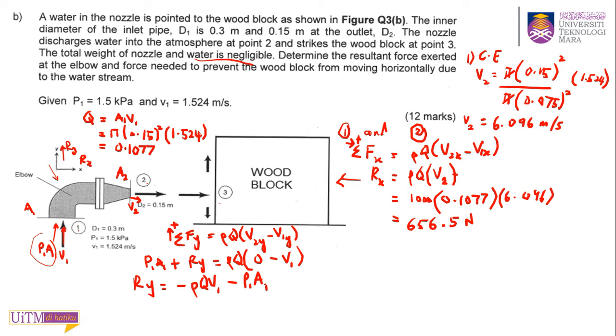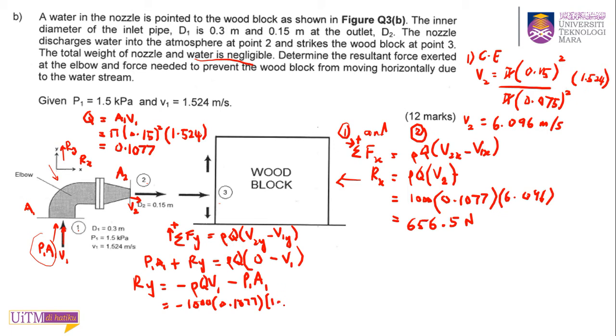Okay, so berapa nilai RY? Rasa Ya, kenapa yang rho Q V1 tu dia negatif? Rho Q ni kan yang tolak V1 kan? Okay, so that's why negative lah. Okay, put everything inside. So rho 1000 times Q 0.1077 times V1 is apa V1?